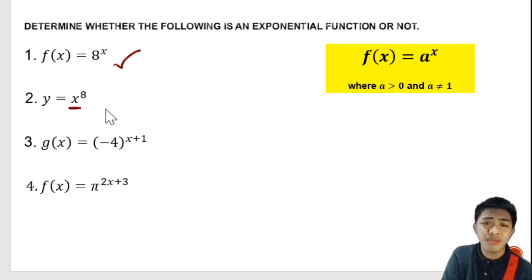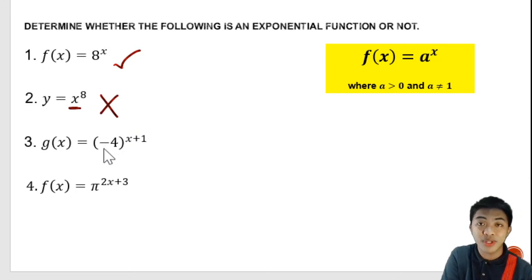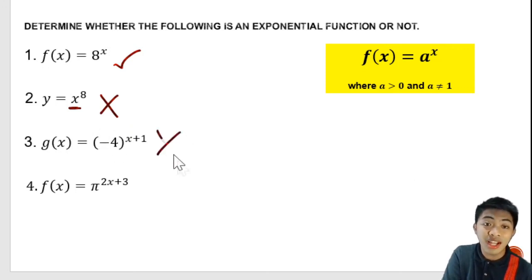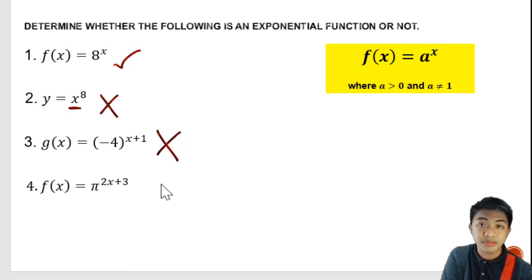Now, in number 2, the base is something that we don't know. Hindi natin alam kung ano ang base niya. Hindi natin alam kung 0 siya or negative or positive number. Kasi unknown siya eh. We cannot really determine the base. In that case, this is not an exponential function. In number 3, as you can see, the base is negative, so this is not an exponential function.